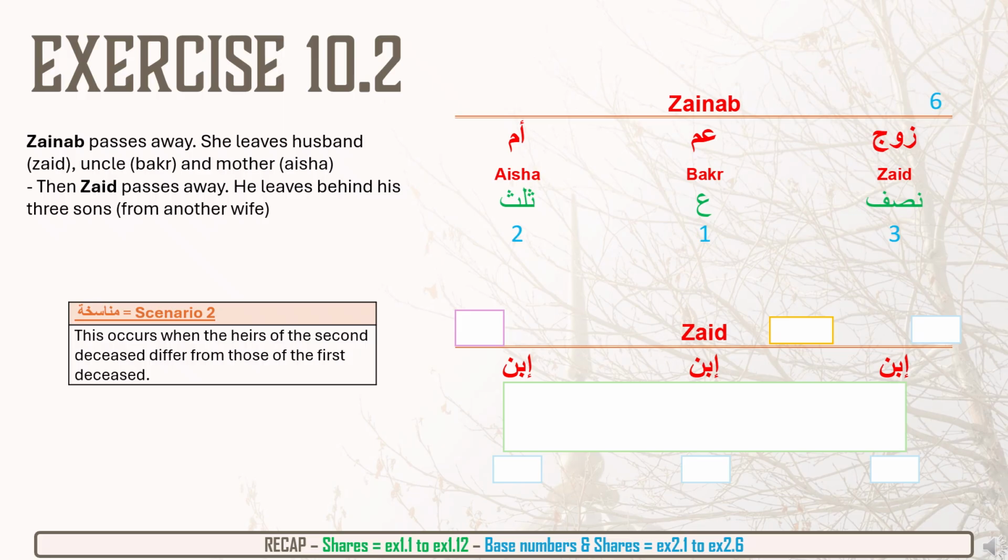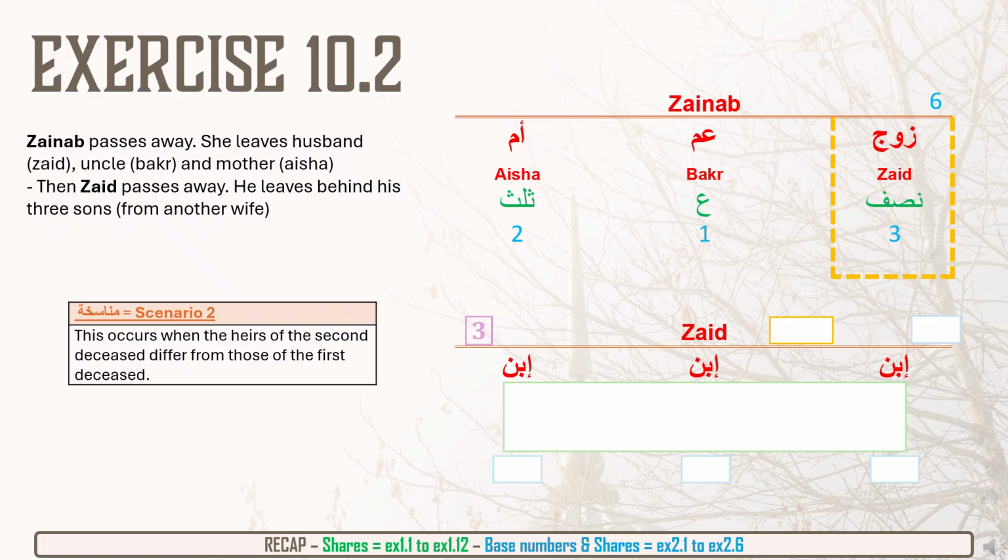So first thing we do is put a box around Zayd, and whatever shares Zayd had, we write it on the left-hand side of his inheritance in a box. So as you can see with the arrow, that 3 has been written on the left-hand side above the line for Zayd, and that will be what we call the shares kept aside. We will call that the shares kept aside for Zayd.